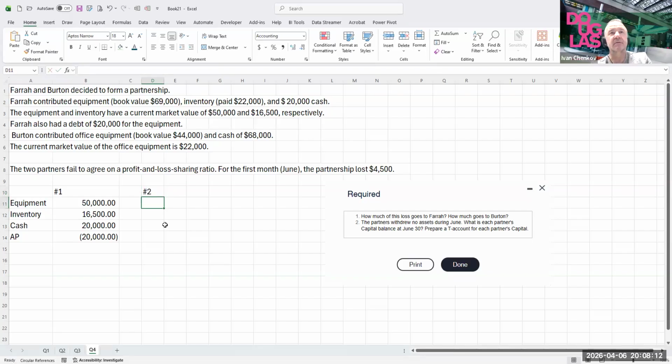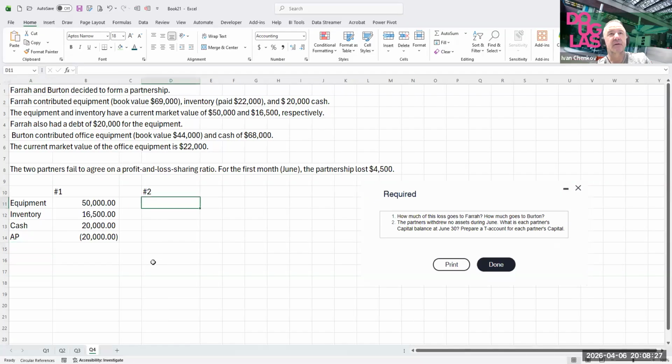he contributed office equipment, book value 44, and cash 68. So for the second person, equipment book value is irrelevant again. We're chasing the current fair market value, which is 22. And he also contributed cash with the current market value of $68,000.